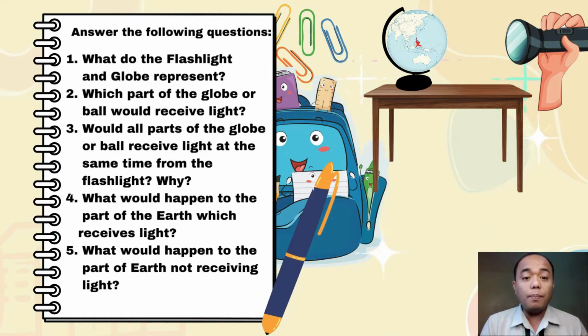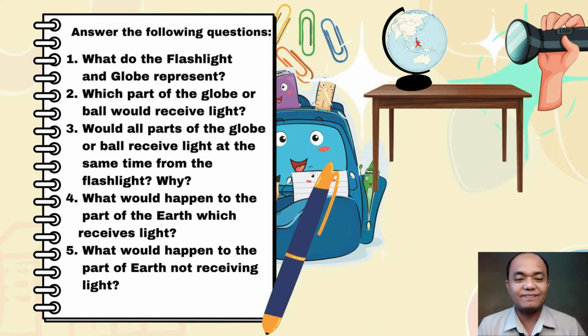Number 3. Would all parts of the globe or the ball receive light at the same time from the flashlight? Why? Number 4. What would happen to the part of the Earth which receives light? Answer only. You write the answer only on your notebook. And number 5. What would happen to the part of the Earth not receiving light? Again, write the answer only on your notebook. Are you done?